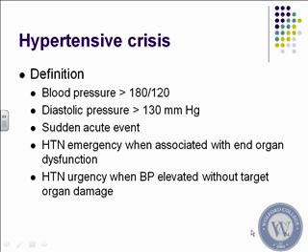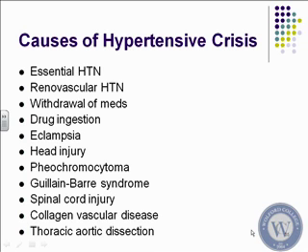Hypertensive crisis is defined as a blood pressure greater than 180 over 120, with a diastolic greater than 130 at times. Hypertensive emergency is associated with end organ dysfunction and eventually end organ damage. Causes of hypertensive crisis are many. One is essential hypertension that goes out of control, renal vascular hypertension, withdrawal of medication, especially clonidine, drug ingestion such as cocaine, eclampsia or preeclampsia. Head injury patients can also have severe forms of hypertensive crisis. Pheochromocytoma has a 90% mortality rate if you go in there not knowing it, so it's not one you want to walk into.